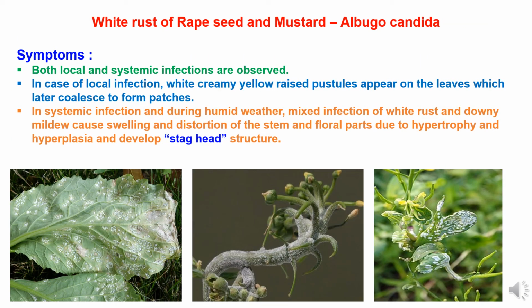Now, white rust of rapeseed and mustard, which is caused by the fungus Albugo candida. Both local and systemic infections are observed in this case. In case of local infection, white creamy yellow raised pustules appear on the leaves, which later coalesce to form patches. In systemic infection and during humid weather, there will be mixed infection of white rust and downy mildew, causing swelling and distortion of the stem and floral parts due to hypertrophy and hyperplasia, which develop a stag head structure.